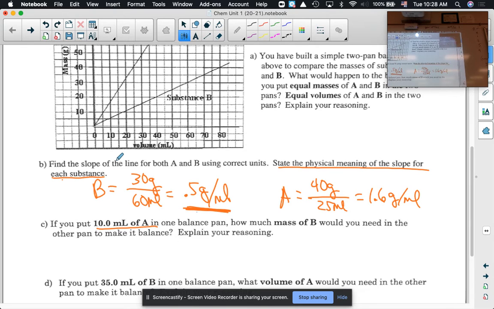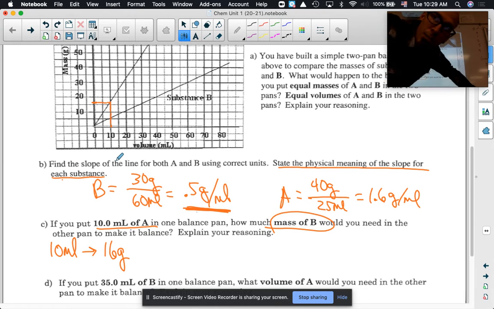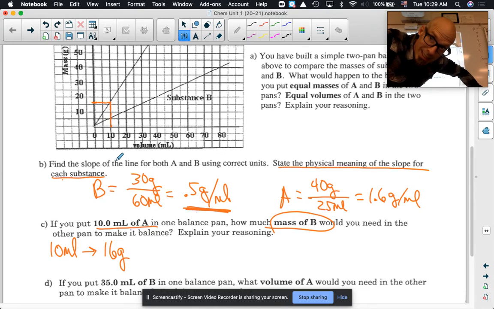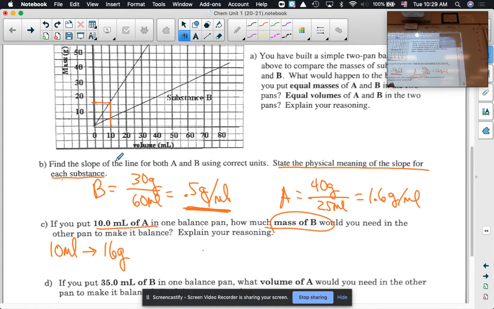So we go to 10 mLs like this. We go up and up and up until we hit the line. Then we hang a left, and we're right there. So how much is that, do you think? Well, it looks like about 16 grams to me. It looks like 10 mLs of A is 16 grams. Now, how much mass of B do you need to balance 16 grams of A? You need 16 grams of B.